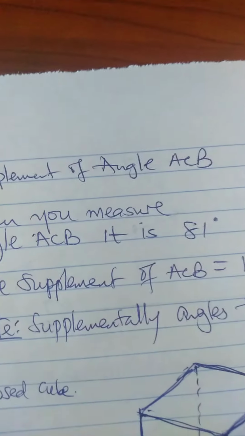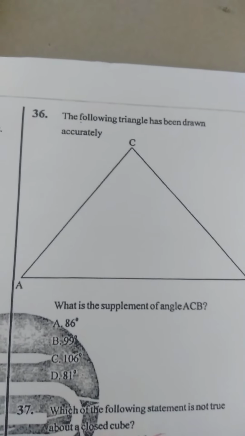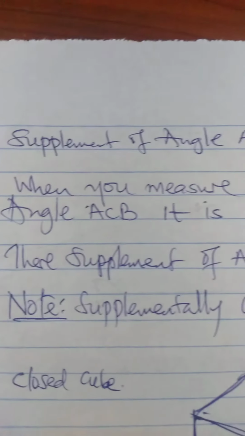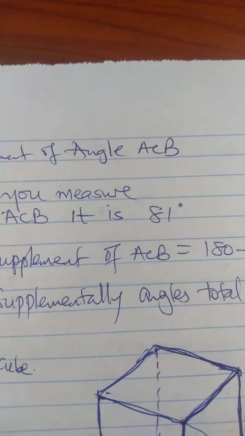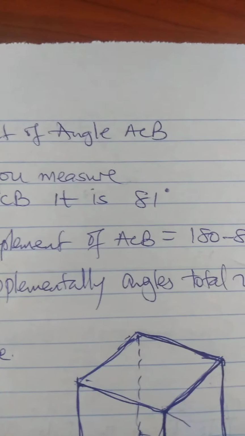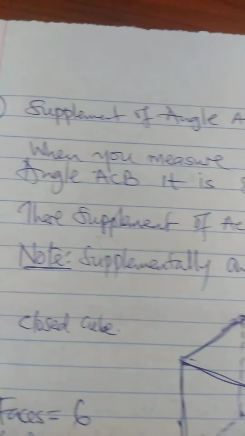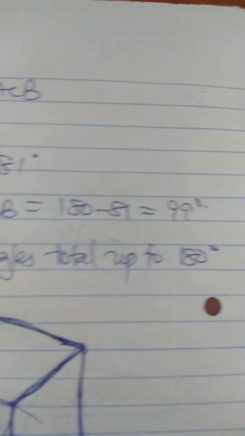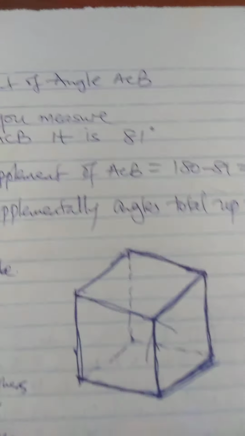Then we go to question 36. You're supposed to look for the supplement. You're given a triangle drawn to scale, and you're supposed to look for the supplement of angle ACB. So angle ACB, when I measured, gave me 81 degrees. Therefore, the supplement of ACB is 180 minus 81 to give us 99 degrees. Remember, supplementary angles add up to 180 degrees.